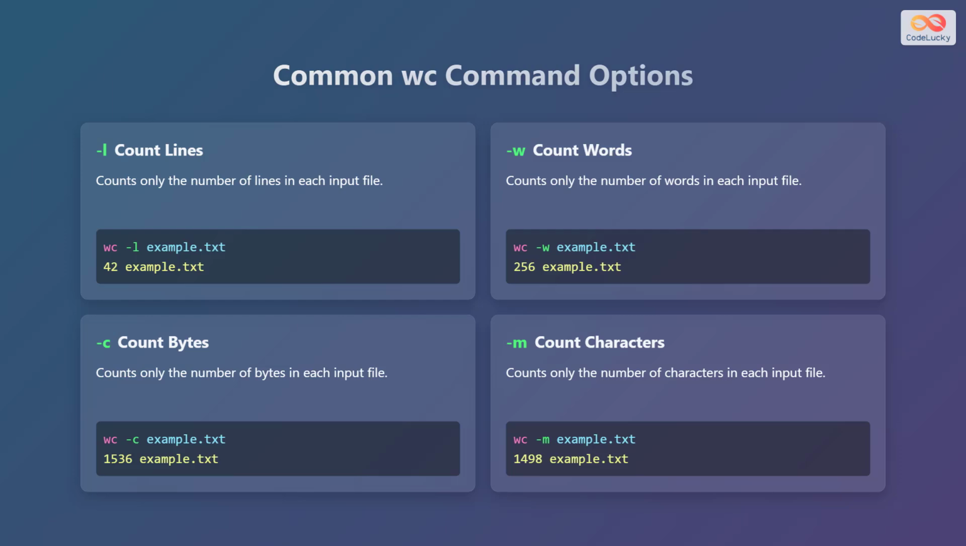To count the number of bytes in a file, use the -c option. The command wc -c example.txt shows the byte count. Lastly, the -m option counts the number of characters in a file. Use wc -m example.txt to get the character count.